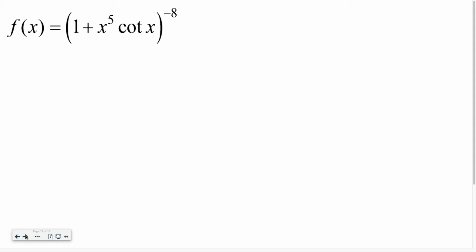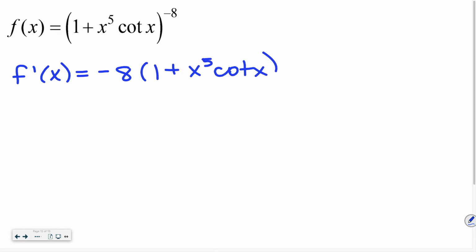All right, so first of all, do we have a composition? Yes. What's our outside function? The negative 8th power. So let's take care of that first. Drop the power. Leave the inside alone. What's our new power? Tempting to write -7, isn't it?